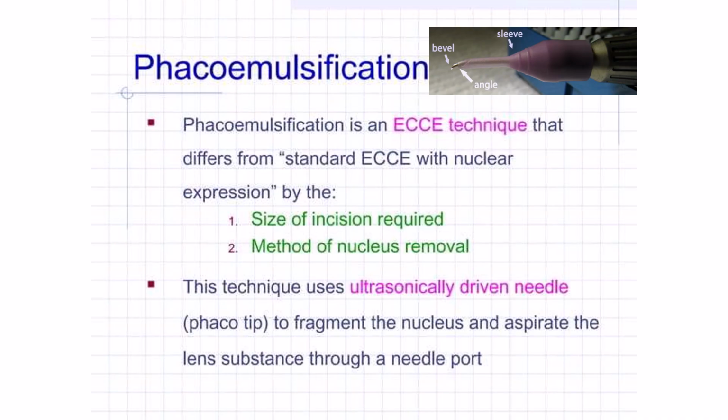Now coming on to phacoemulsification. I'll show you a video of this and you'll see how it differs. So this is an ECCE technique in which the incision is much smaller and the nucleus, instead of being removed manually with the help of a vectis, is broken into several small pieces by the ultrasonic technique and delivered.